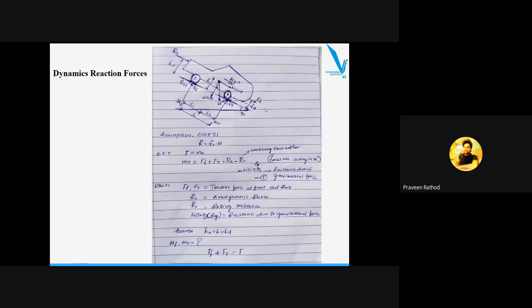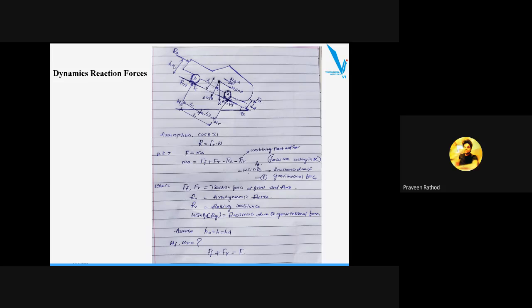One more force is acting in the downward direction. That is called the drawbar pull force. The drawbar pull comes into the picture whenever we attach a trailer to the vehicle. It is situated at a height of HD, the drawbar pull height, as you can see over here. The center of gravity is situated from the ground at a height of H.